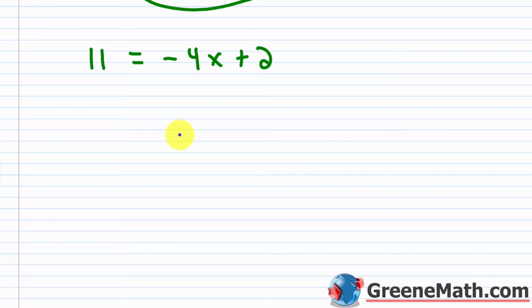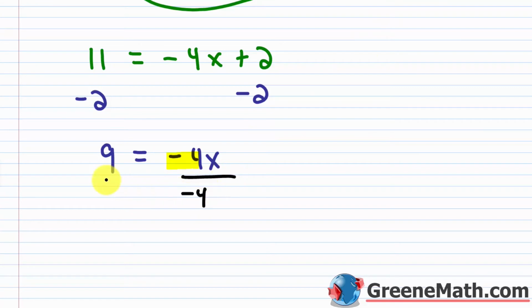So what I'm going to do is just subtract 2 away from both sides. So I'll have 11 minus 2, which is positive 9. So 9 is equal to negative 4x. And what I want to do now to get x by itself, again, I have this negative 4 that's multiplying x. So let's divide both sides by negative 4. And of course, now this cancels with this. And I'm going to have that x is equal to 9 over negative 4, which is basically negative 9/4.